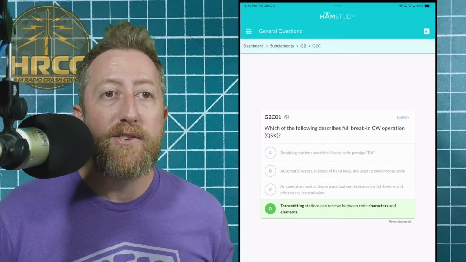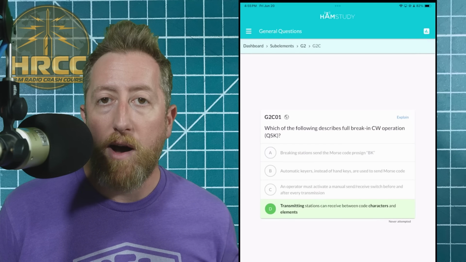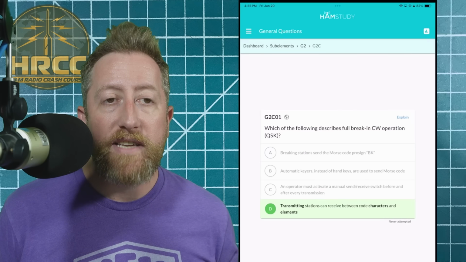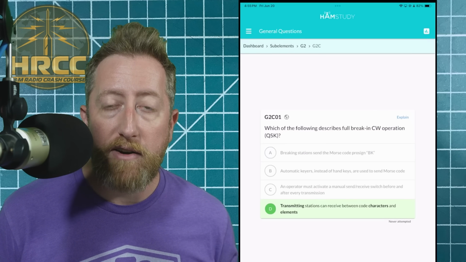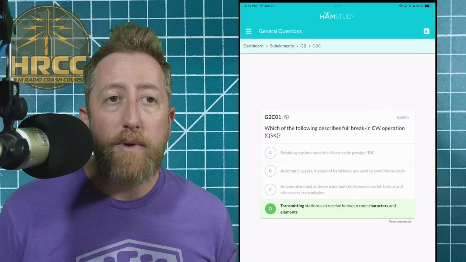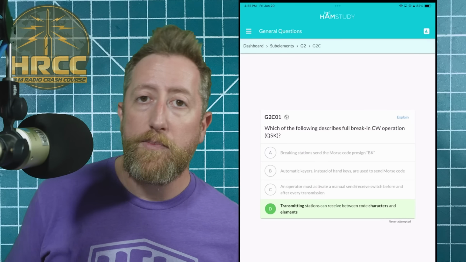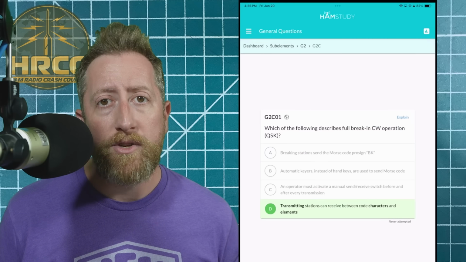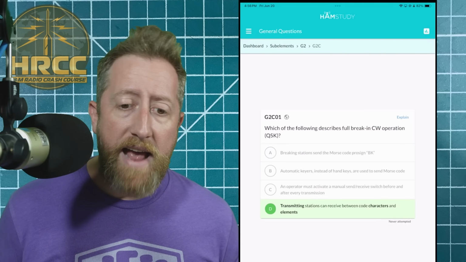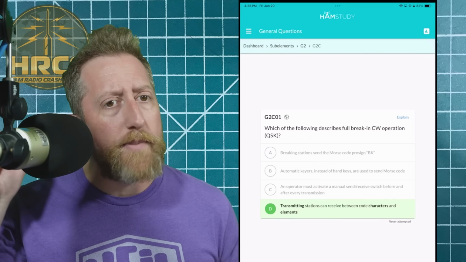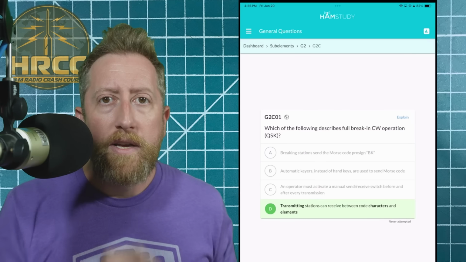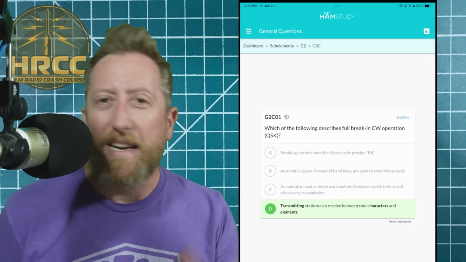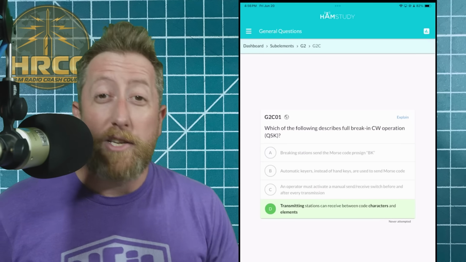Which of the following describes full break-in CW operation, QSK? And that's D, the transmitting stations can receive between code characters and elements. QSK is really nice for people that are maybe a little concerned that they're going to step on somebody else when transmitting in Morse code. And it allows you to hear like a subtle beep of somebody in between your key presses, which can be really helpful if you're worried about lots of activity in that particular area, or you're trying to chase somebody.